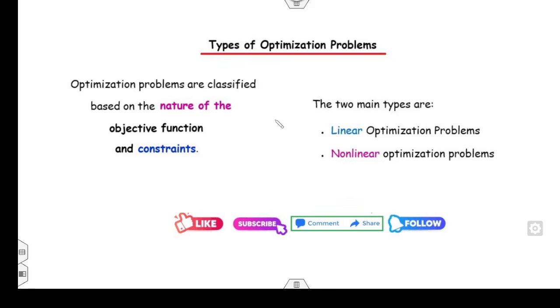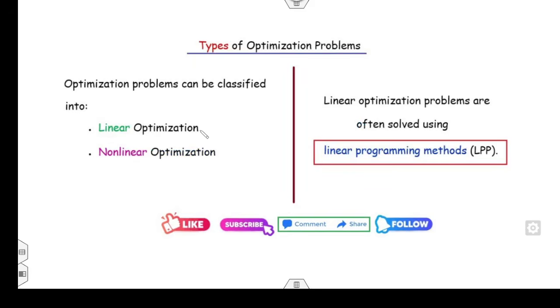What are the types of optimization problems? There are two kinds of optimization problem: one is linear and the second is non-linear. These are all based on the objective function f(x) and the constraint g(x). In general, we solve linear optimization problems, and the method we use to solve them is called the linear programming problem.